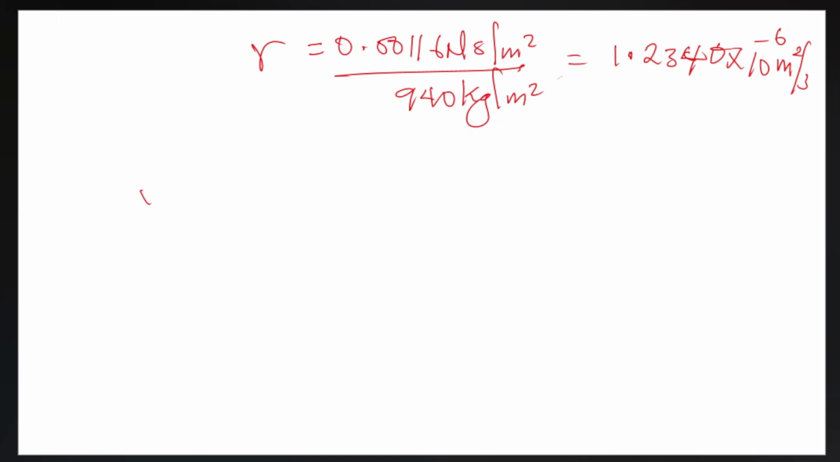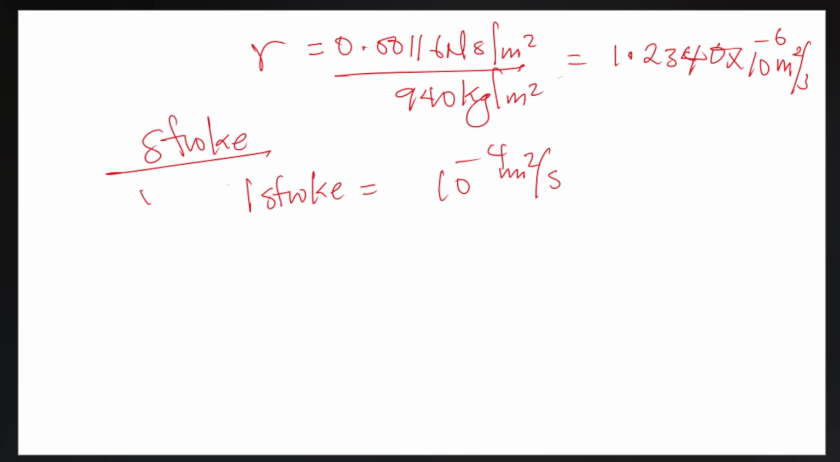Now remember, you were not done. You were to convert your meter square per second to strokes. Converting to strokes, because you cannot just convert this value to centistrokes. You need to convert it to strokes first before converting it to centistrokes. So to convert it to strokes, you recall that 1 stroke is equivalent to 10 raised to the power of -4 meter square per second.